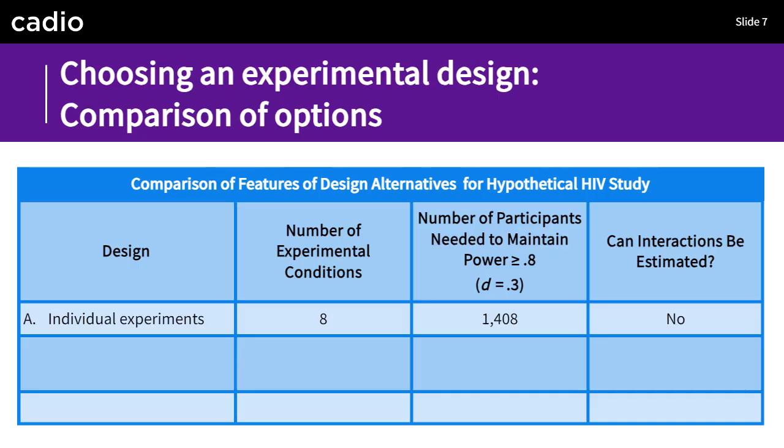The individual experiments approach requires 8 experimental conditions, that is, 4 experiments with 2 conditions each. To maintain power of at least 80%, based on a standardized effect size of 0.3, would require a sample size of 352 for each of the 4 experiments, for a total required sample size of 1,408. This approach does not enable estimation of interactions.